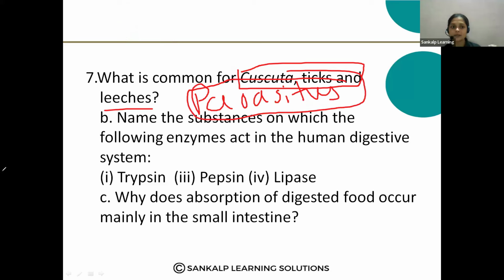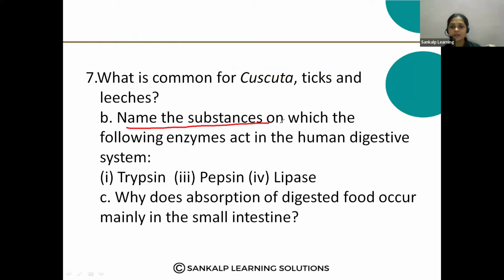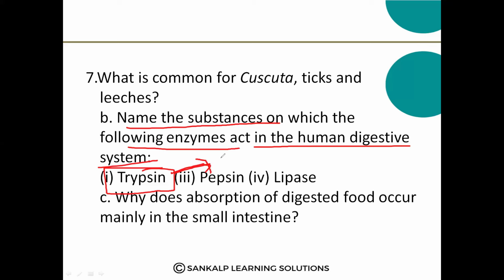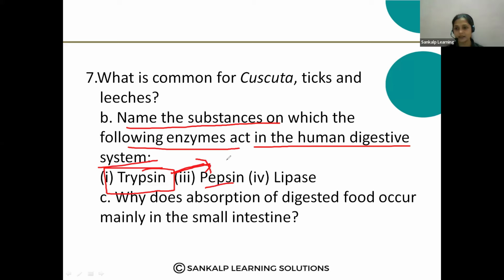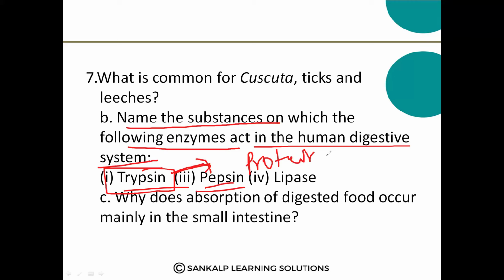They are parasites. Then name the substances on which the following enzymes act in the human digestive system. Trypsin acts on which type of food substance? Trypsin and pepsin, both help the digestion of which nutrient? Anybody? Don't know? Okay, trypsin and pepsin help in protein digestion. They act on protein.